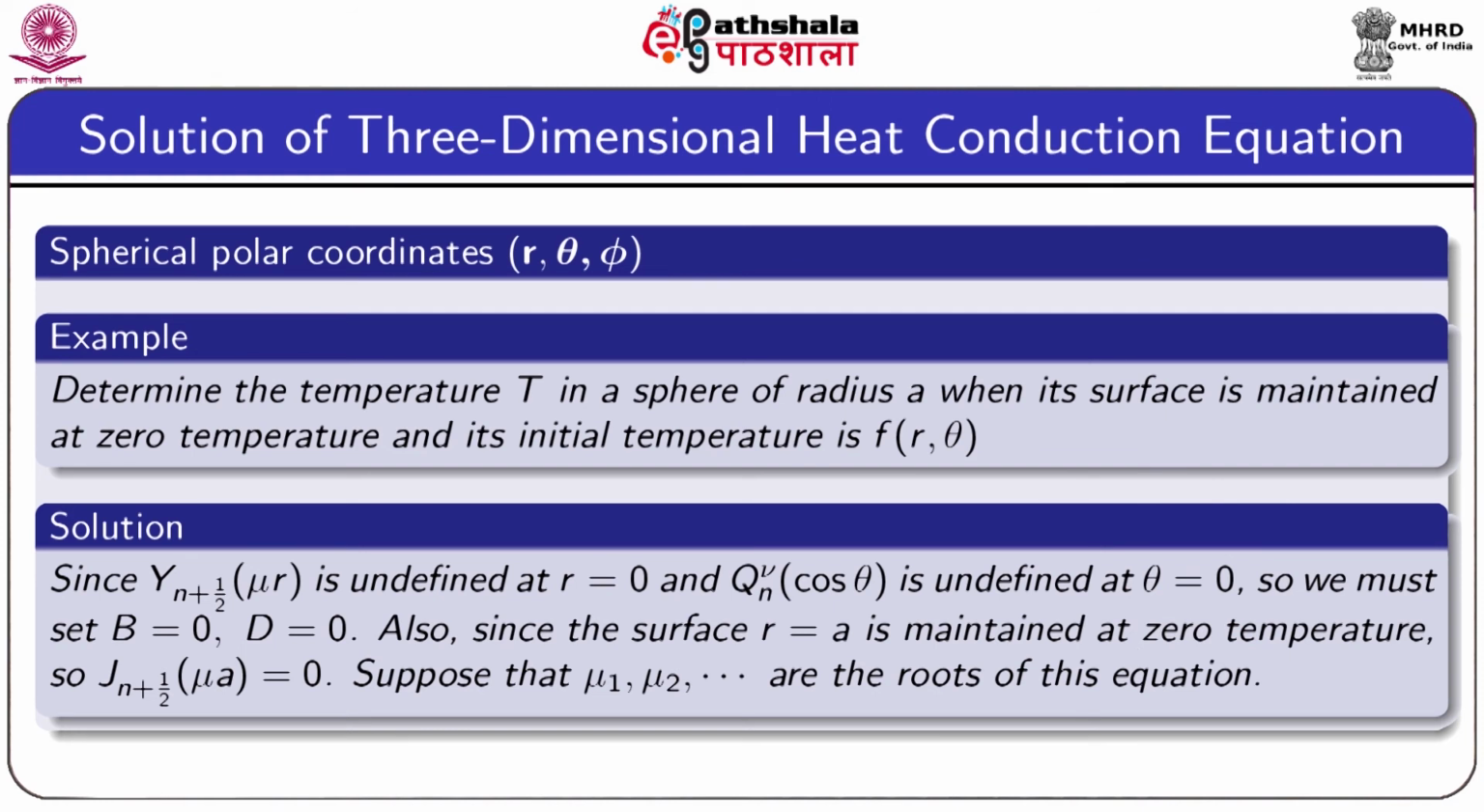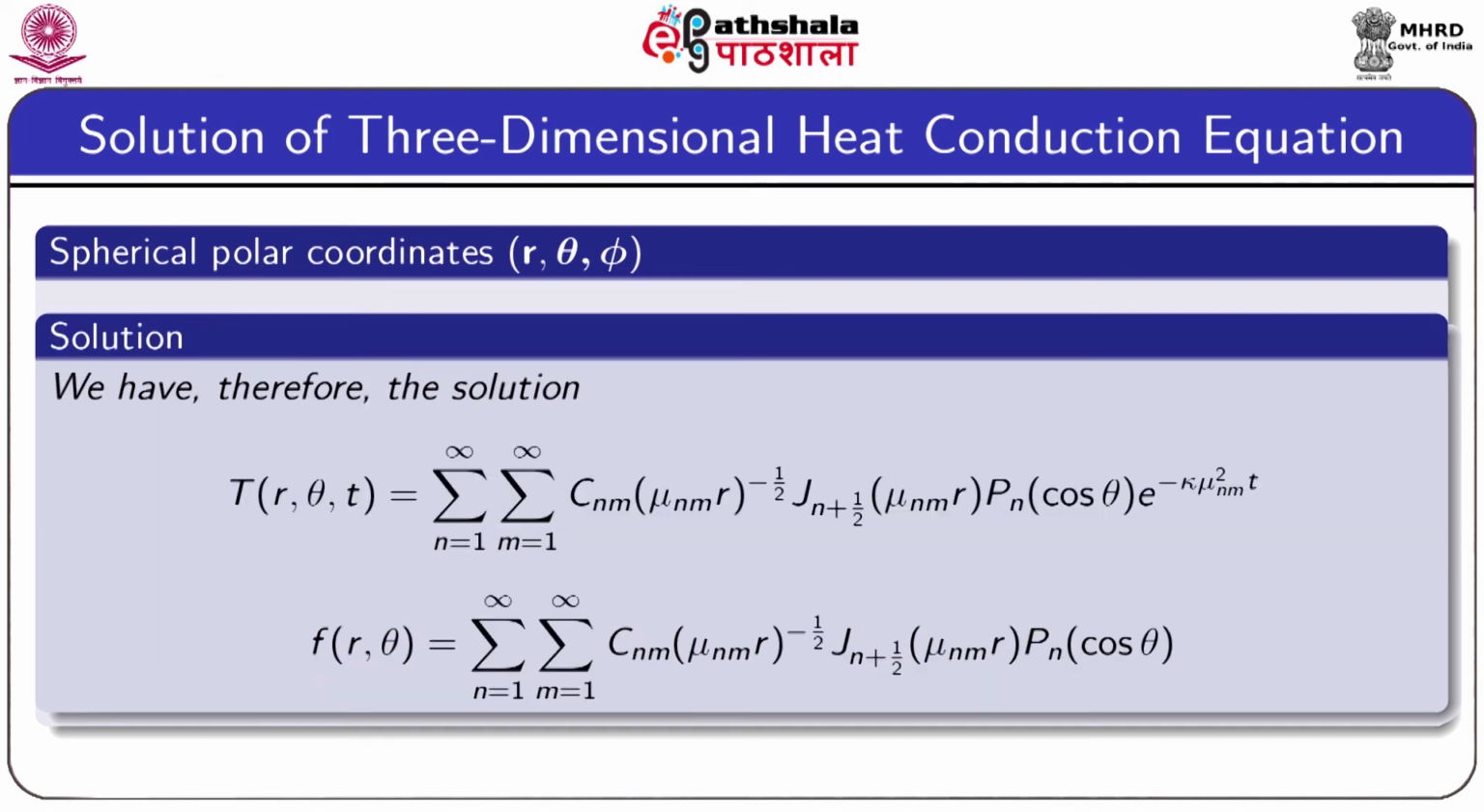So, this fact is incorporated by taking d equals 0, or to get the bounded solution, we assume d equals 0. And on the surface r equals a, it is also given that temperature is 0. So, if we use this condition, we get J_{n+1/2}(mu a) equals 0, and let mu1, mu2 be the roots of this equation.